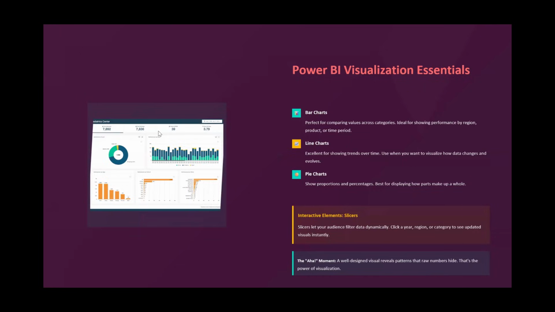This is the visualizations step, and I told you earlier, it is where you translate your numbers into pictures, into graphs, into charts, and we need to choose the right picture for the right message. So we have 3 essential visuals that we use at all times.